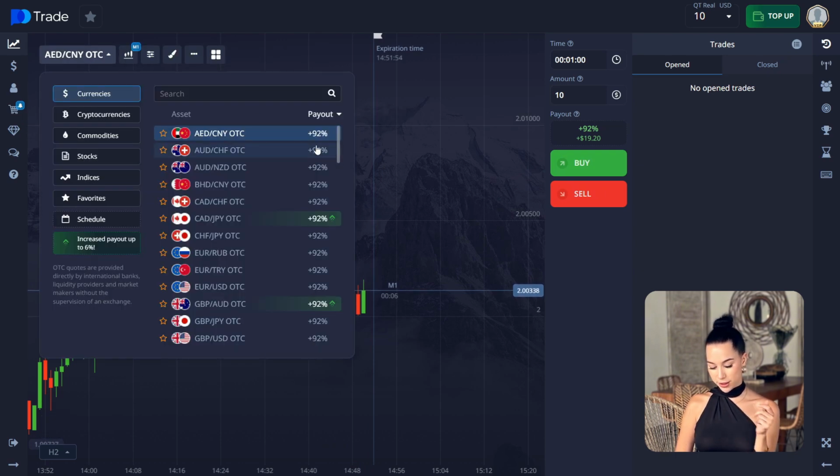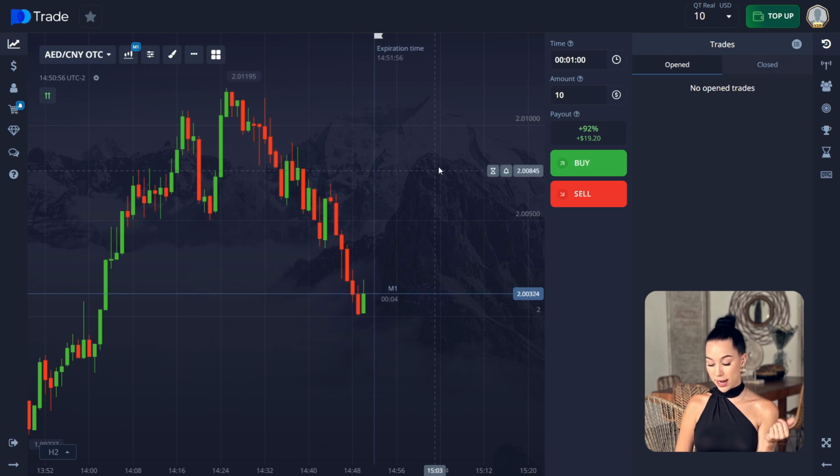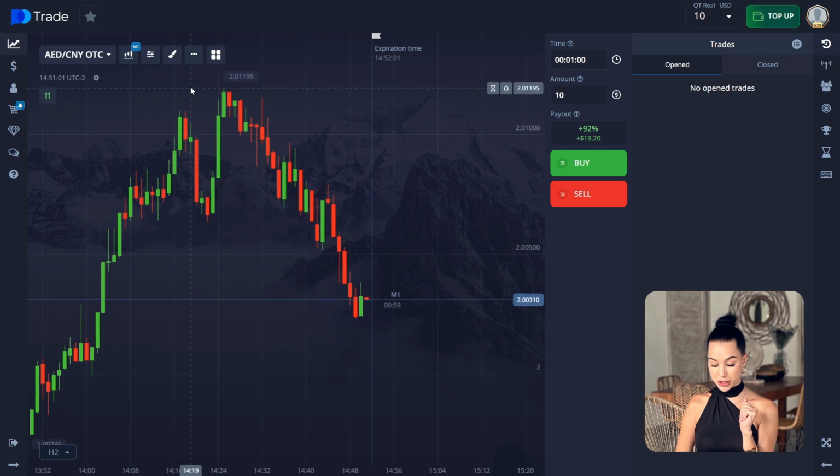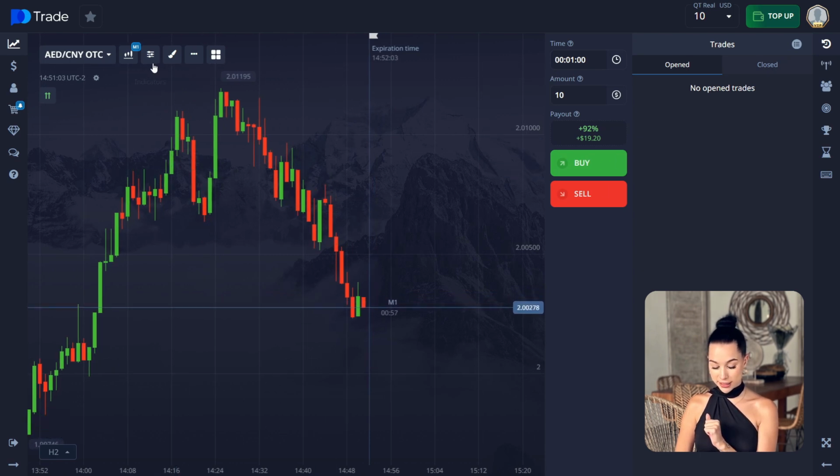Firstly, we're gonna trade in the currency pairs as well with the payout of 92%. So that's how we can have more profit. The time of the expiration is 1 minute, and now my balance is just $10.